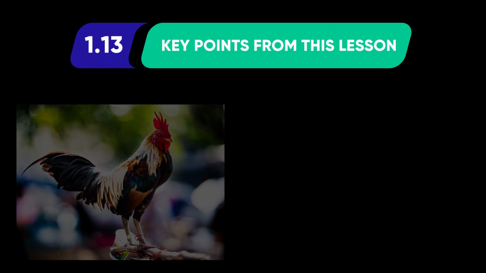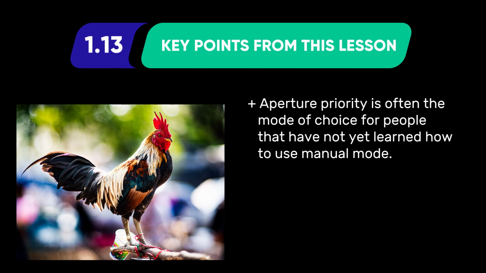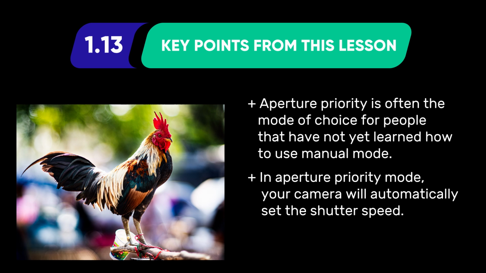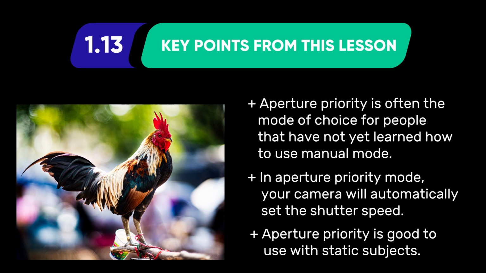Key points from this lesson are: Aperture Priority is often the mode of choice for people that have not yet learned how to use manual mode. In Aperture Priority Mode, as you choose an f-stop to use, your camera will automatically set the shutter speed. Aperture Priority is good to use with static subjects when the control of your shutter speed is not so vital.